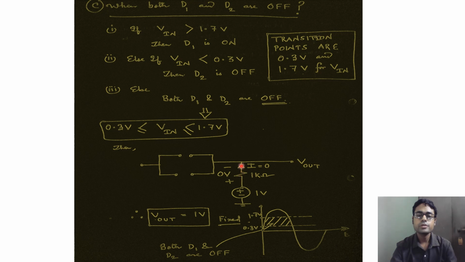The drop across this resistance will be equal to 0 volt. From Ohm's law, we know that the voltage drop across a resistance is equal to current multiplied by the value of the resistance. So if the current is equal to 0, then this voltage drop will also be equal to 0. And so basically this 1 volt source is shorted to this point. So in the previous plot, if this is your input voltage drawn with respect to time, and this is a sinusoidal voltage, both D1 and D2 will be off within this region, which lies between 0.3 volt and 1.7 volt.